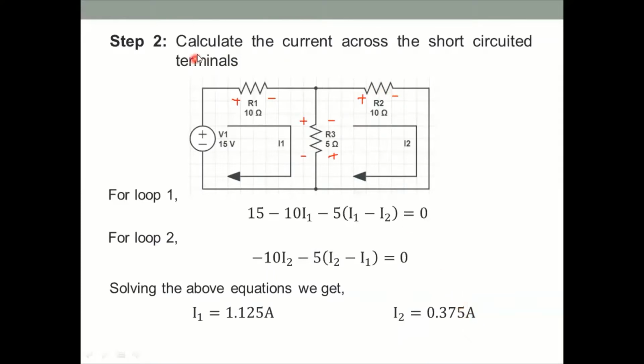So finally, we need to calculate the short circuit current here, right? With the help of step 2, we need to calculate the short circuit current. So our short circuit current is nothing but the current flowing through the resistor R2. So what is the current flowing through the resistor R2? That is nothing but your I2. So therefore, your I2 is nothing but your short circuited current, that is IN, which is equal to 0.375 amperes. So in this way, we need to calculate the Norton's current IN.